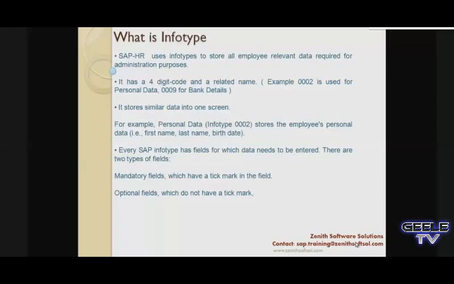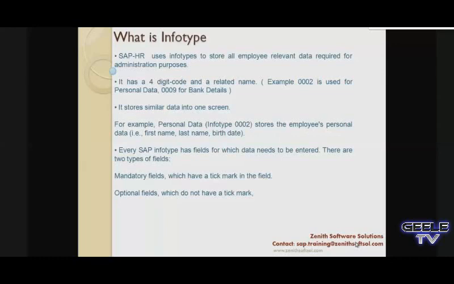For example, bank details, infotype 9. The purpose of this infotype 9, bank details, is to store only the bank information. You will not be storing the last name, first name, middle name, birth date, because those details are captured in infotype 2.